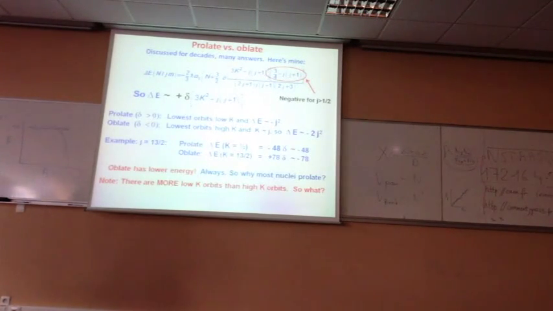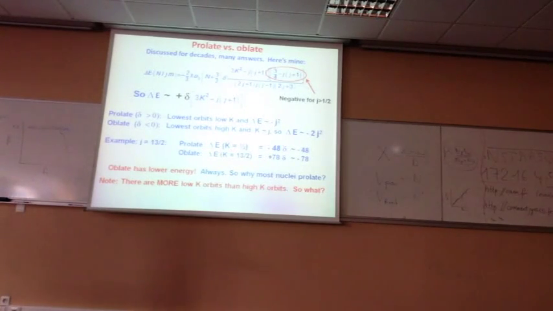Okay, so for delta positive, the lowest orbits are low k, right? We saw that. And so the energy goes as minus j squared because low k, sorry, this will be small, and this goes as j squared. So the energies will go as minus j squared. For high k, for oblate deformations, the lowest orbits will be high k.